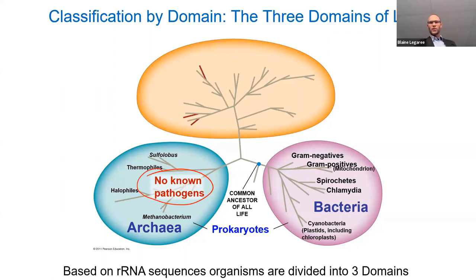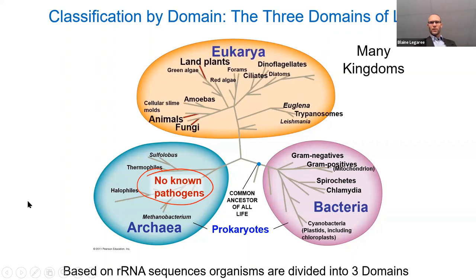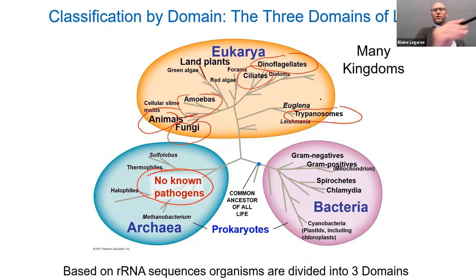There are the eukaryotes up at the top, and many kingdoms. We're going to be talking about animals and fungi. We're going to be talking about amoebas. We're not going to talk about land plants, but you can see there are a few other things, dinoflagellates and ciliates. Remember what flagella are: these are things that can swim around, and many of them will swim around and make you sick. We also have the trypanosomes. If you've heard of African sleeping sickness, that's what a trypanosome causes.